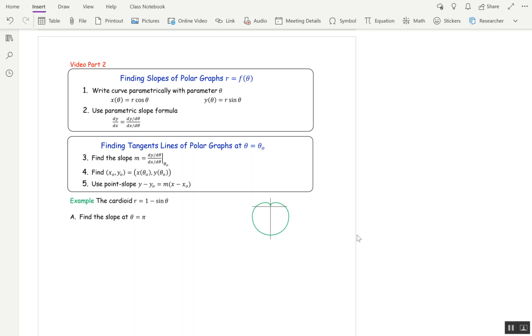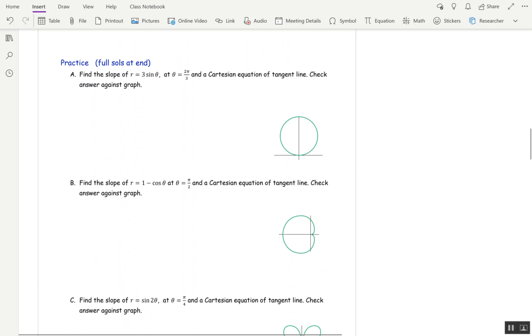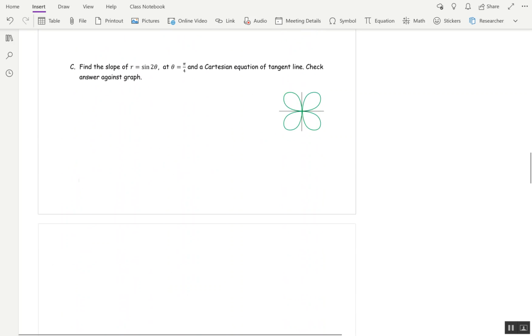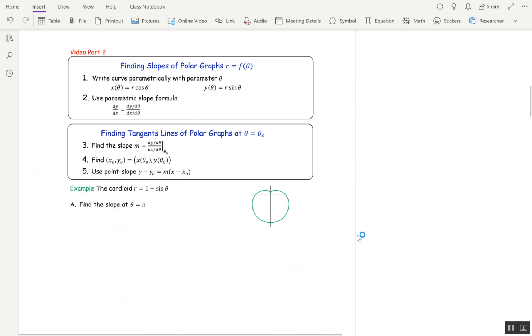So this is the second part of 11.4 part 2, more review on doing these 5 steps, and I'm going to do all 5 things to this one example, and then there's a whole bunch of practice problems for you to do with full solutions at the end. So this video shouldn't take too long because I'm just doing this page right here. All right, find the slope of this cardioid at theta equals pi.